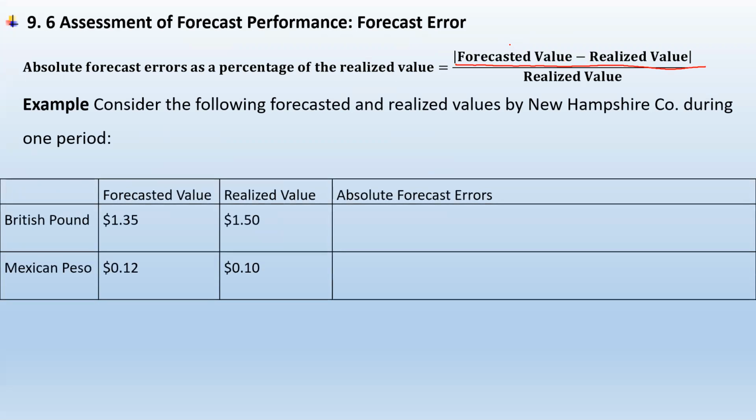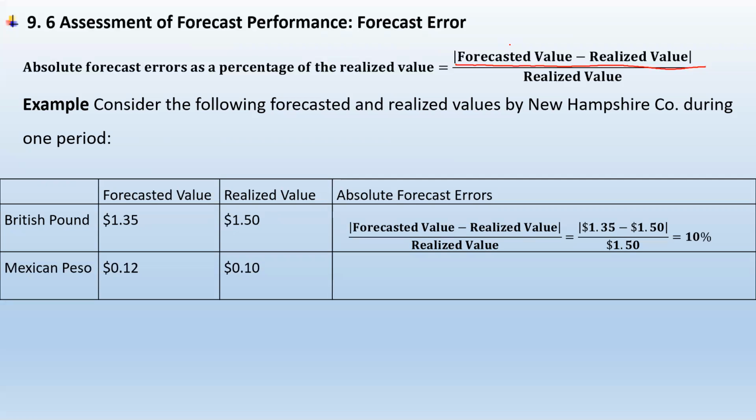So here's how we calculate the absolute forecast errors. For British pound, the forecasted value is 1.35, but the realized value is 1.5. So then the absolute forecast error should be, as the formula, 10%. And for Mexican peso, the forecasted value is 0.12 and the realized value is 0.1. So the absolute forecast error is 20%. So we found that the forecast error for Mexican peso actually is larger.